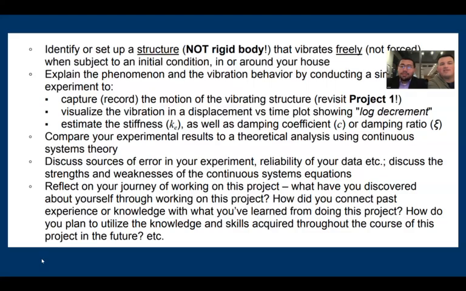For this project, we were asked to set up a non-rigid body structure and explain the vibrations, the experimental versus the theoretical data, the error, and what we learned.